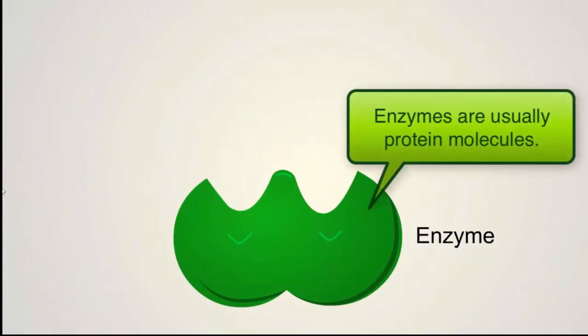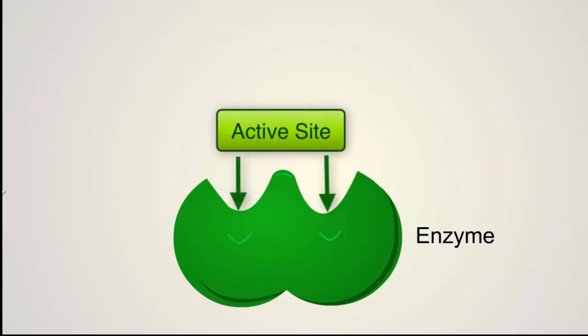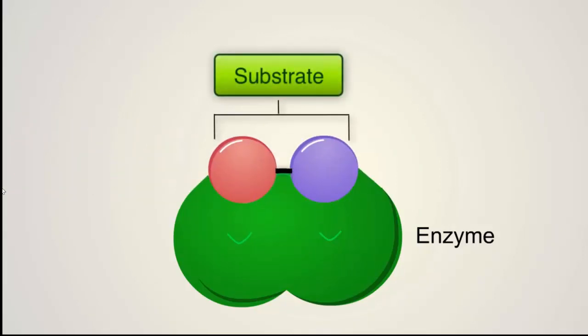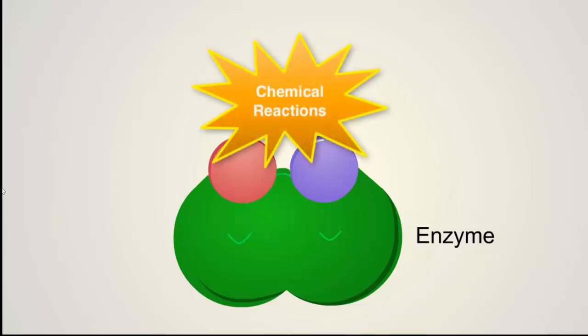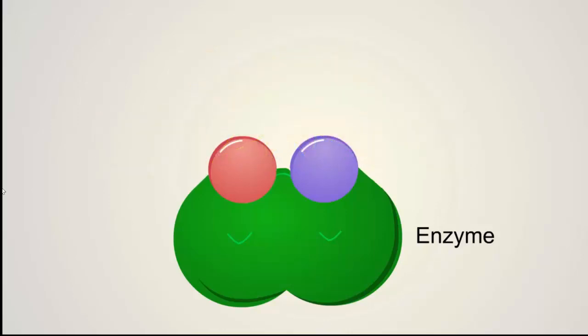Enzymes are protein molecules that speed up chemical reactions in the cell. A special region on the enzyme, called the active site, is the area where enzyme activity takes place. An enzyme works by binding to molecules, called substrates, at its active site. The job of the enzyme is to convert the substrate into a different product or products through a series of chemical reactions. Following the reactions, the products are released and the enzyme is free to act on another substrate.